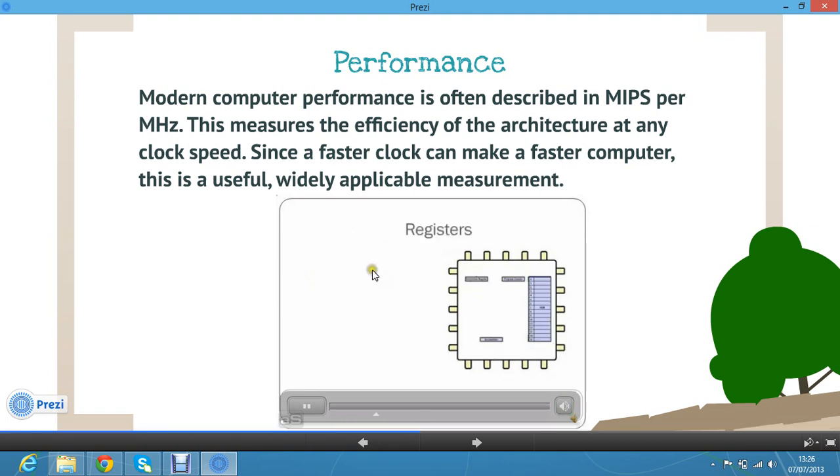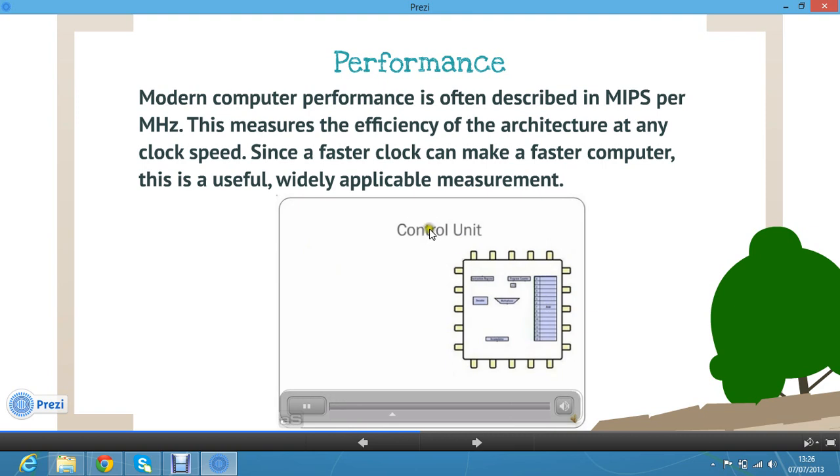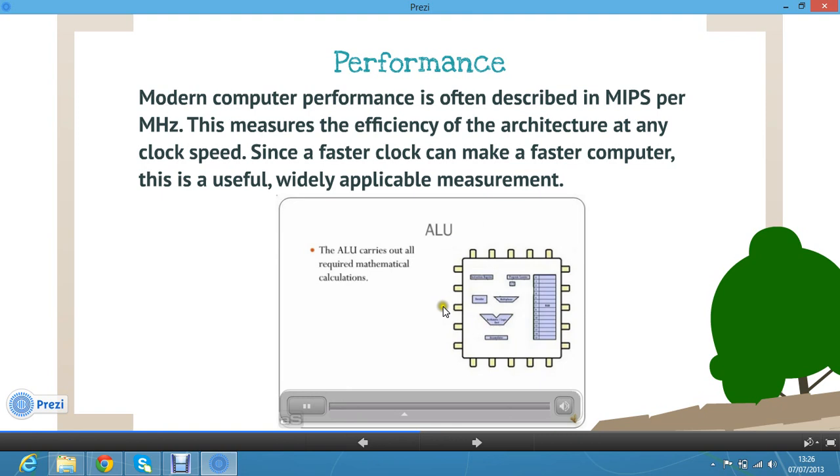RAM, random access memory. The register, array, control unit, ALU. Bus.